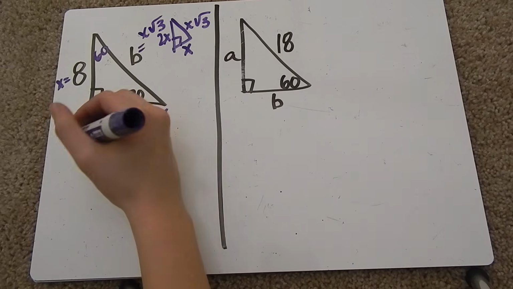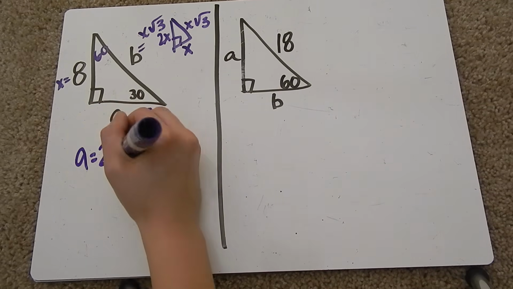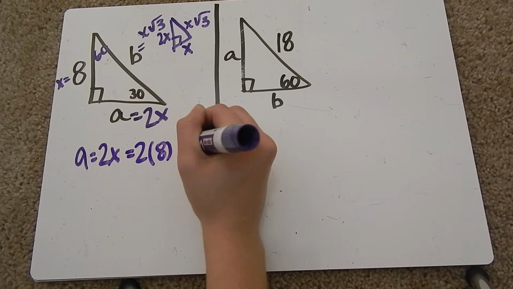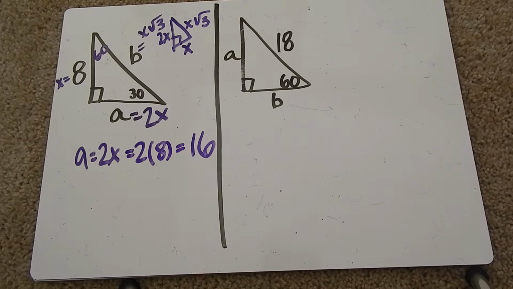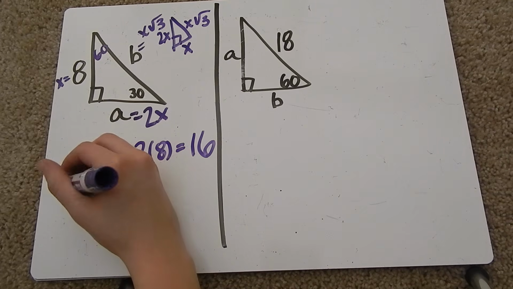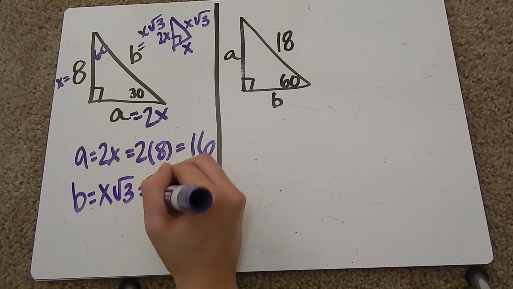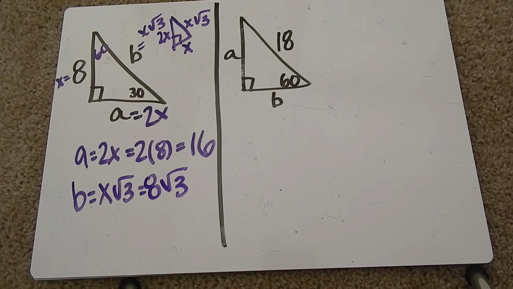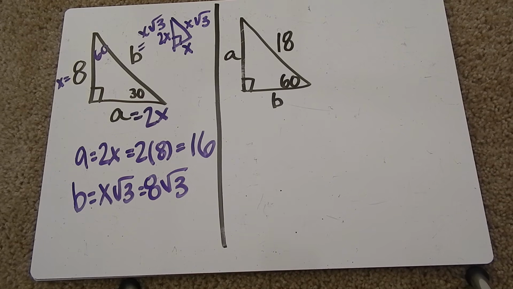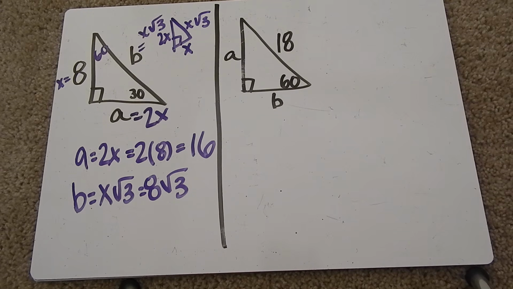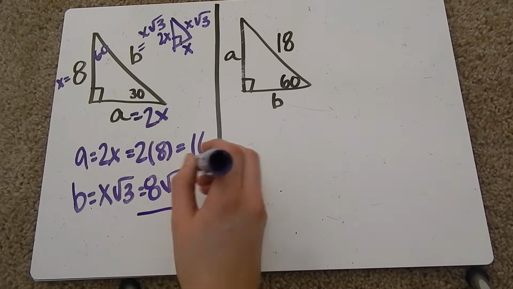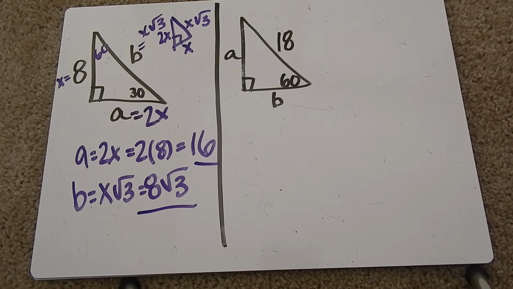So I'm looking for a and b. A is 2x. Well, guess what? I already know x is 8. So a is 16. Easy enough. B is x times the square root of 3. Well, I already know x is 8. So b is just 8 times the square root of 3. Again, we want to leave that as the square root of 3. We don't want to make it an ugly decimal. So that is your answer. That is simplest radical form. So here's b, here's a, and we're done with that problem.